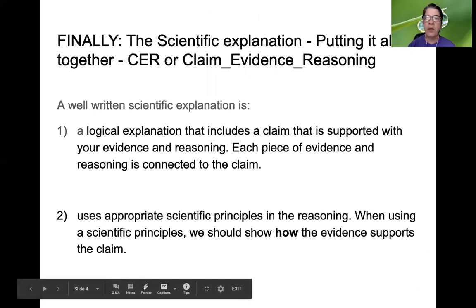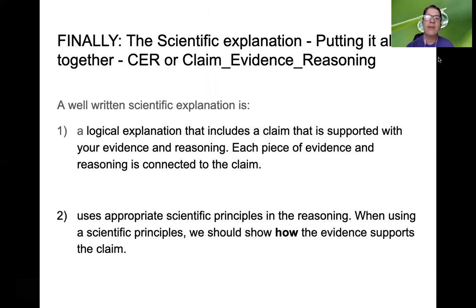Okay, so the scientific explanation really is putting it all together: the claim, the evidence, and the reasoning. A well-written scientific explanation is a logical explanation that includes a claim that is supported with your evidence and reasoning, and each piece of evidence and reasoning is connected to the claim. And 2, it uses appropriate scientific principles in the reasoning. When using scientific principles, we should show how the evidence supports the claim.